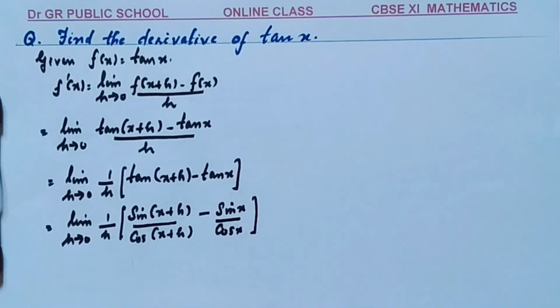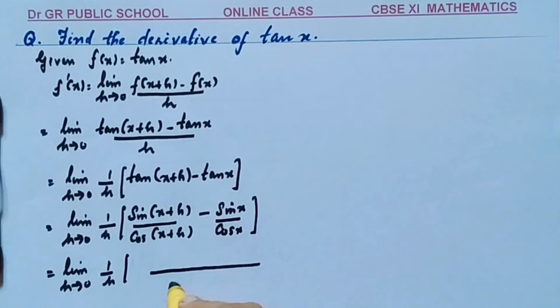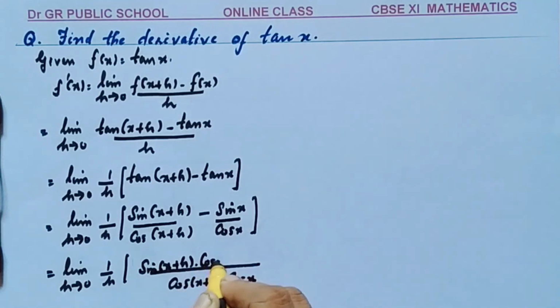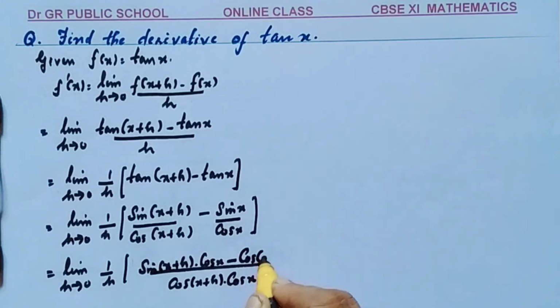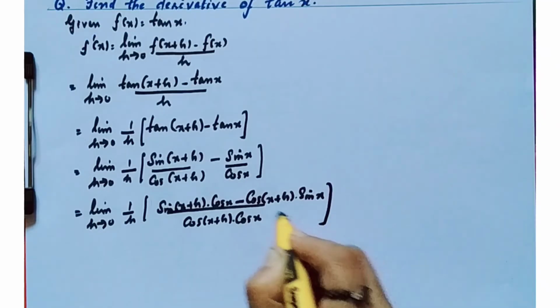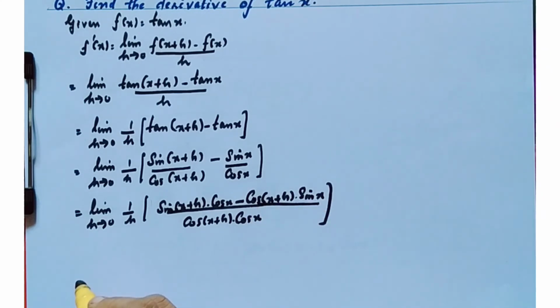Applying the formula for tan equal to sin by cos, now limit h tends to 0, 1 by h outside. Inside the bracket I am going to take the LCM as cos(x+h) into cos x. The numerator is sin(x+h) into cos x minus cos(x+h) into sin x, cross multiplying, the whole divided by cos(x+h) into cos x.